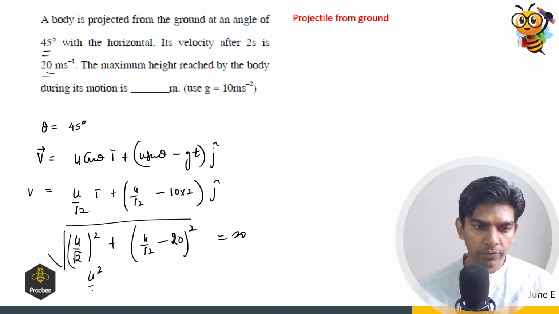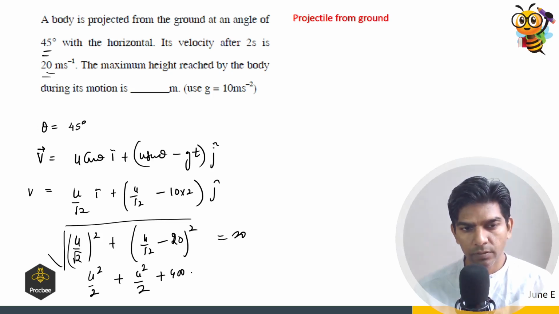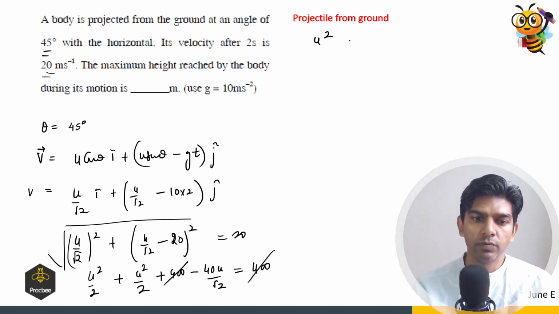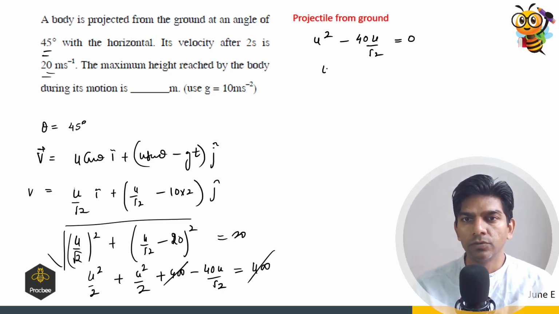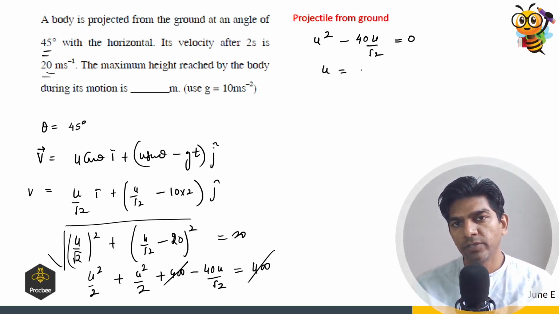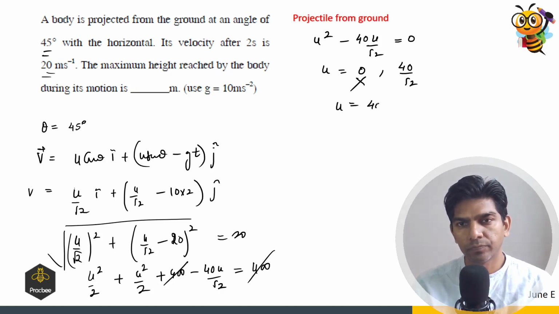So u square by 2 plus u square by 2 plus 400 minus 40 u by root 2 is given as 400. So this 400 will get eliminated. So we got u square minus 40 u by root 2 equals to 0. So u will be 0, or it can be 40 by root 2, so we can ignore 0. So u comes out to be 40 by root 2 times root 2 by root 2. So that will be 20 root 2 meters per second.